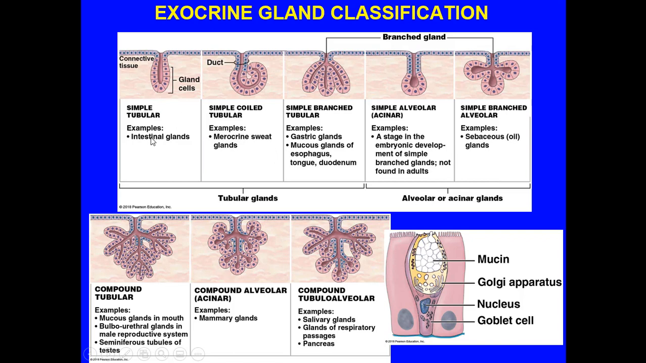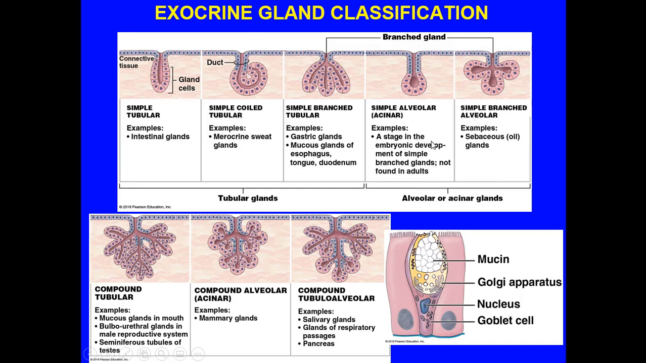A simple tubular, such as what you see with intestinal glands, here is the gland cell. No ductwork. Simple coil tubular, merocrine sweat gland. Here's some of the ductwork, and the rest of it is a simple coiled tubular structure. Simple branch tubular, branched, 1, 2, 3. So there's branches here of the glandular cells. They still have a bit of a ductwork here. You'll see these with gastric glands, mucus glands of the esophagus, tongue, and duodenum.